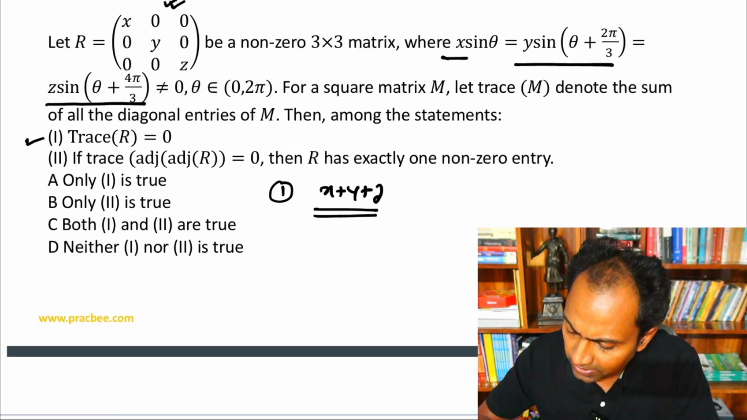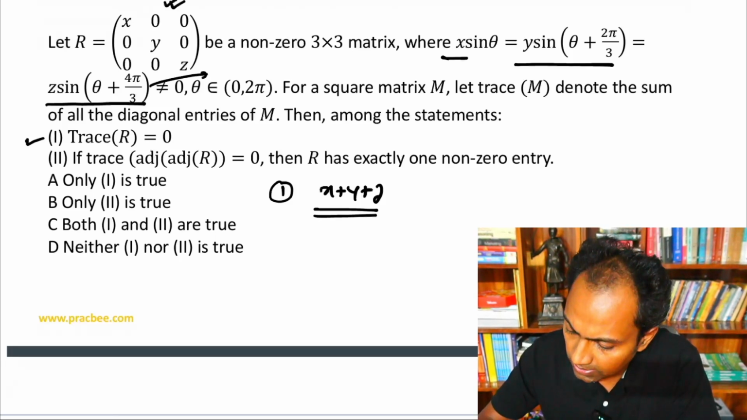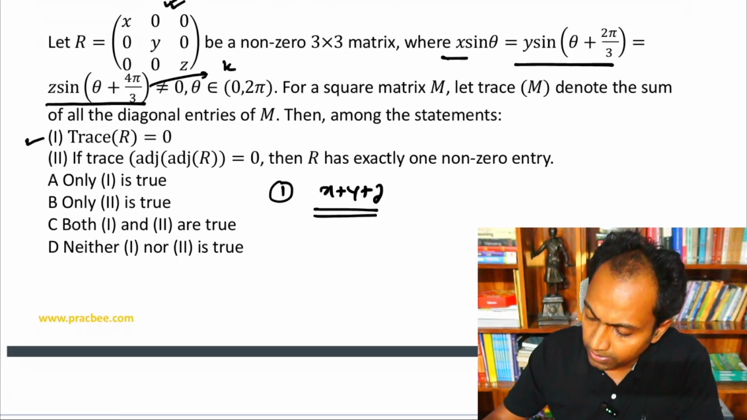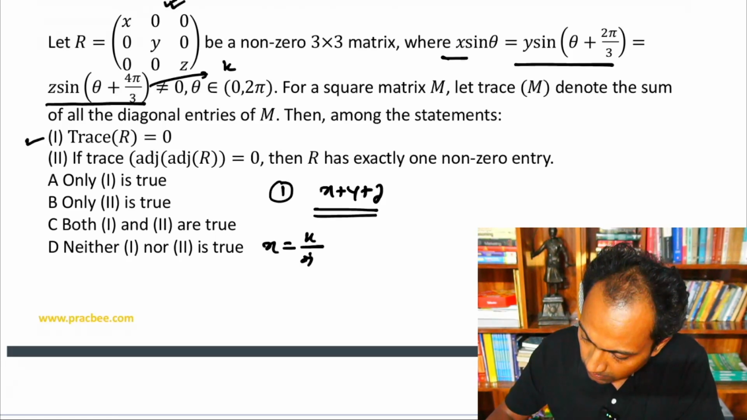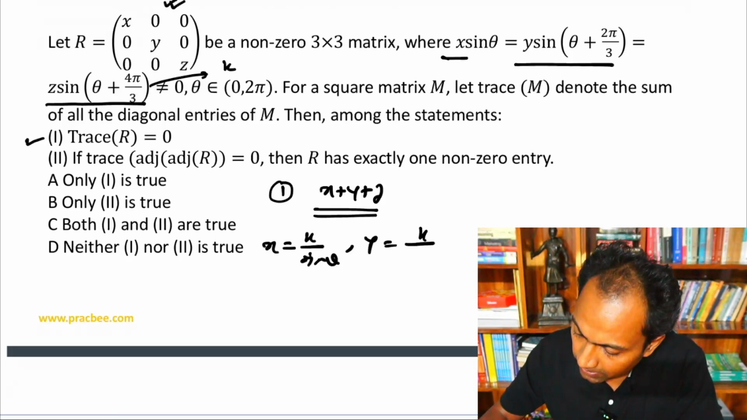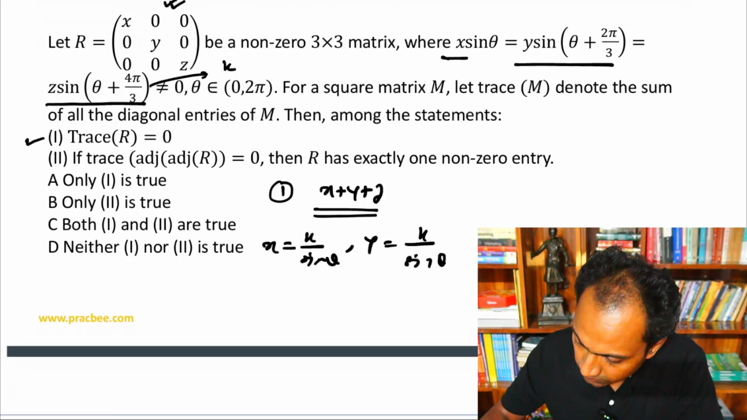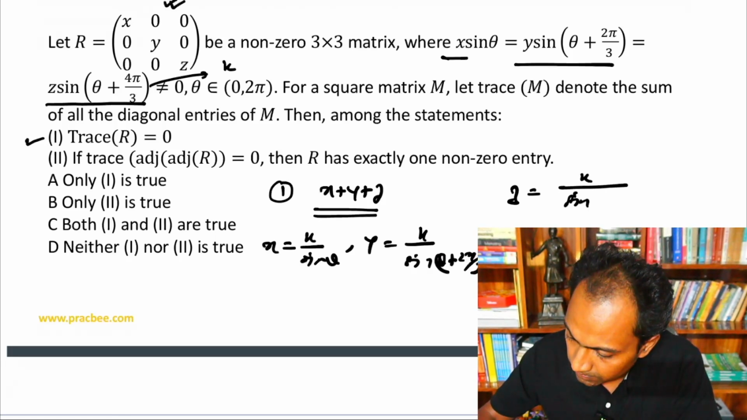And whenever somebody gives you something like that, a logical step is to equate it to some other constant. Let us say k. And if I do it so, you can see that the value of x will become nothing but k by sine theta. The value of y will become nothing but k by sine of theta plus 2 pi by 3. And the value of z will become nothing but k by sine theta plus 4 pi by 3.